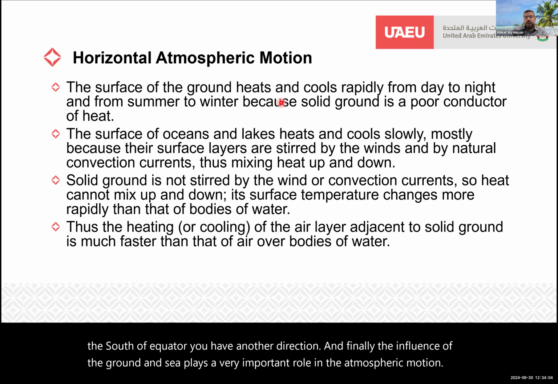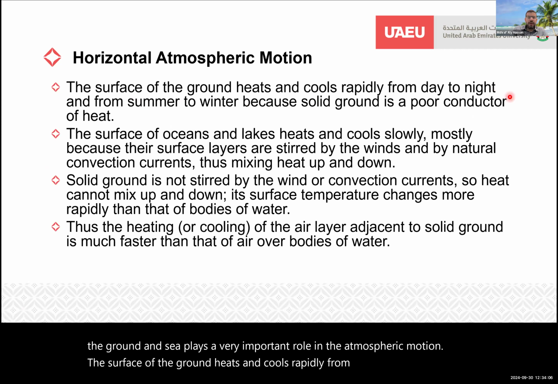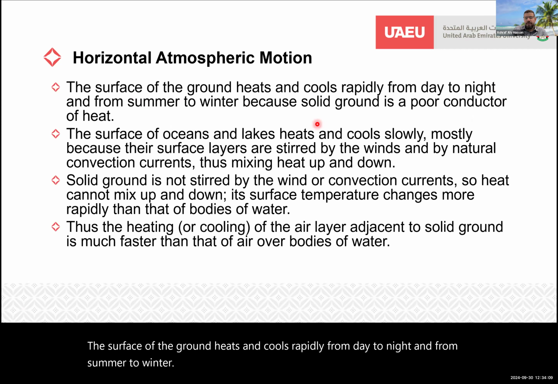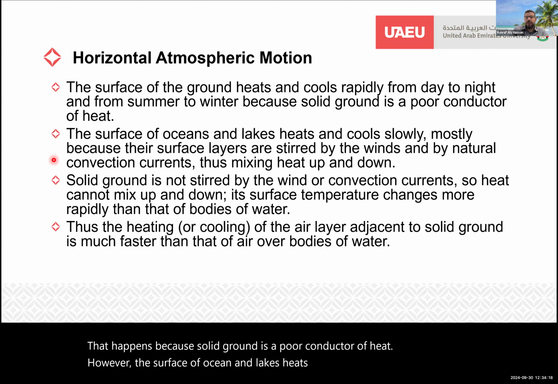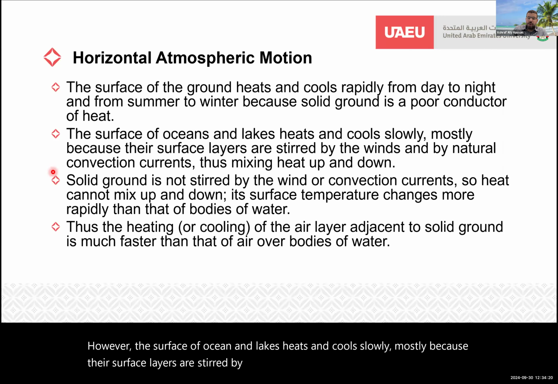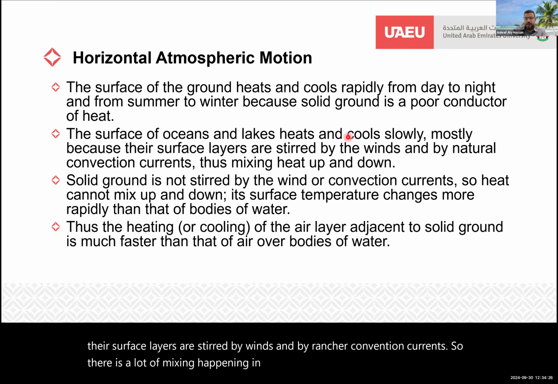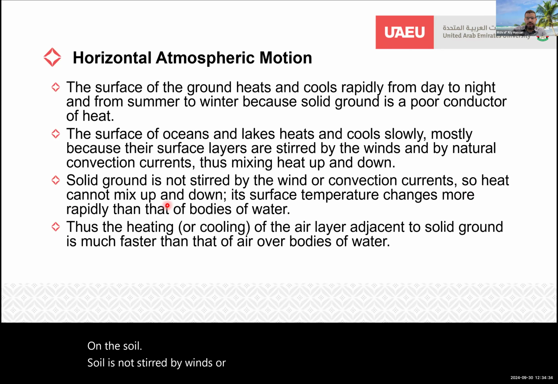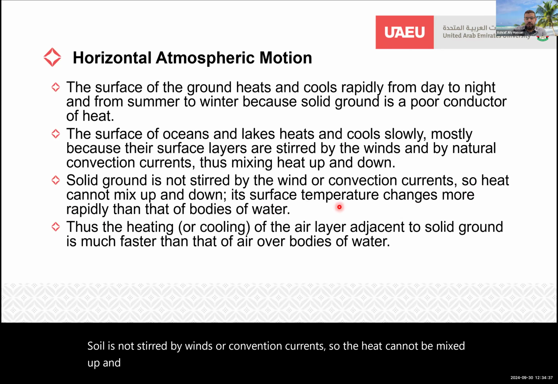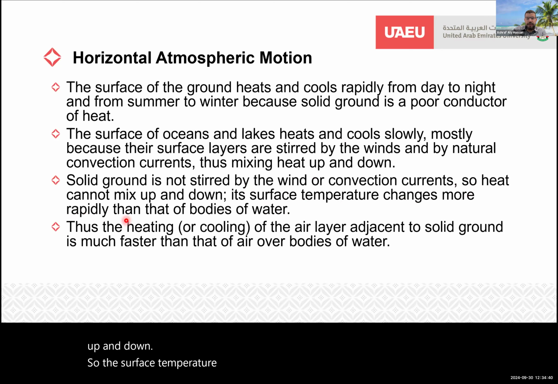The surface of the ground heats and cools rapidly from day to night and from summer to winter. That happens because solid ground is a poor conductor of heat. However, the surface of oceans and lakes heats and cools slowly, mostly because their surface layers are stirred by winds and by natural convection currents. So there is a lot of mixing happening in oceans, more than what's happening on the soil. Soil is not stirred by winds or convection currents, so the heat cannot be mixed up and down. So the surface temperature changes more rapidly compared to water bodies.